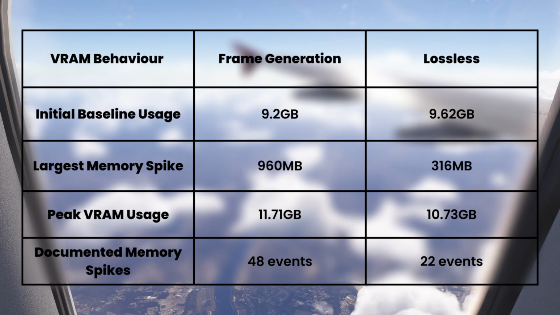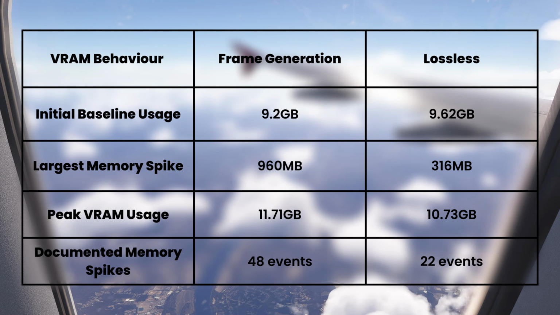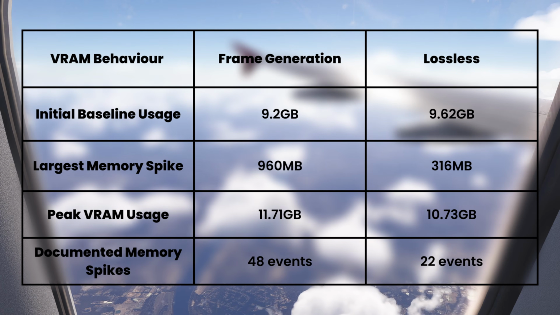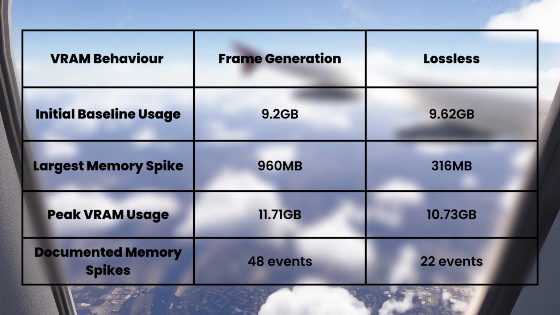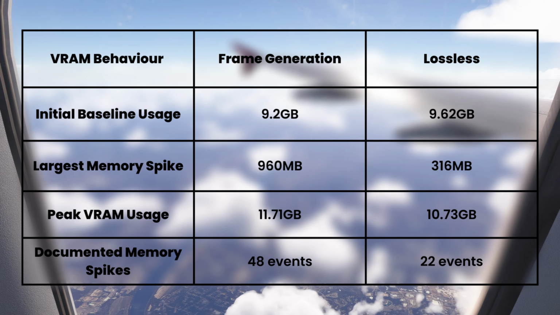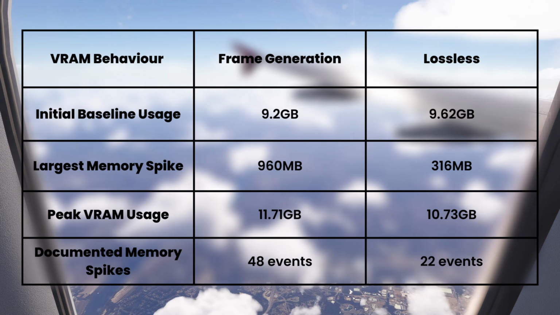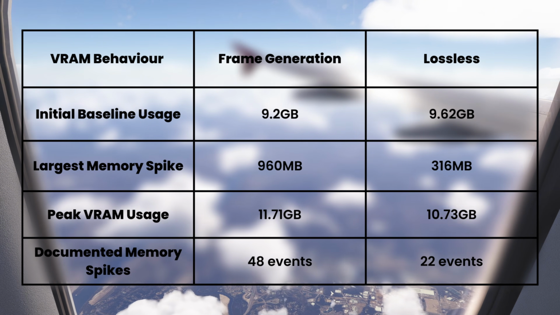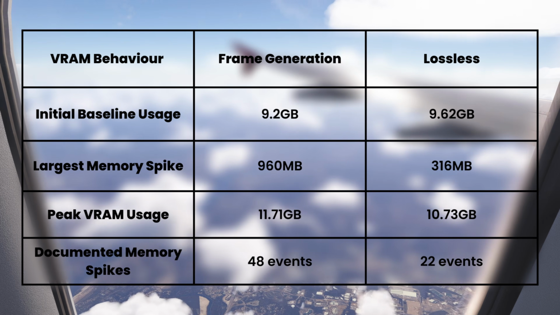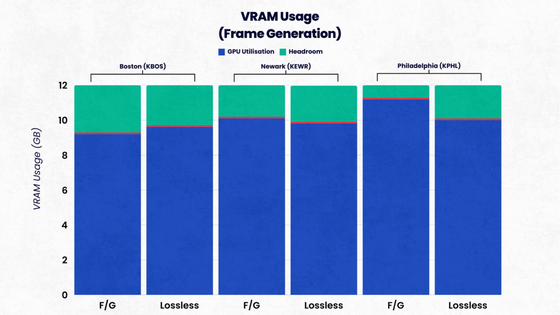But it's the memory behaviour itself where Lossless really showed its strengths. Peak VRAM usage topped out at 10.73 GB, nearly a gigabyte less than Frame Generation. More importantly, our frame-by-frame analysis recorded only 22 significant memory spikes throughout the flight, less than half of what we saw with Frame Generation. So when we repeated our 3-leg rotation test, baseline VRAM usage began at 9.62 GB, increasing to 9.85 GB before hitting around 10 GB after completing all 3 legs.